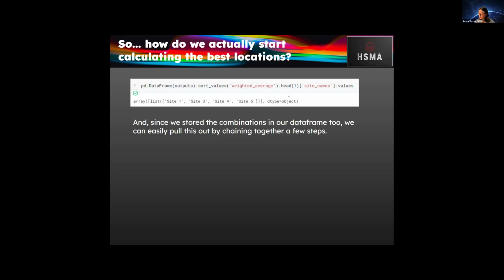So this head method, we've used head before to demonstrate how to pull out a sample, like the top 5 rows of our data frame, but we can use it to just bring out the first data frame as well. I then want to pull out the site names, and I just want that as a value. I don't want the column, I want just what's in that cell, effectively. So I've gone, get me a data frame, sort it so that I've got the best solution at the top, just pull back the best solution. I'm only interested in the names, and I just want what names they are. So we now know that our best solution, if we want to pass that on to someone, is site 1, site 3, site 4, and site 5.